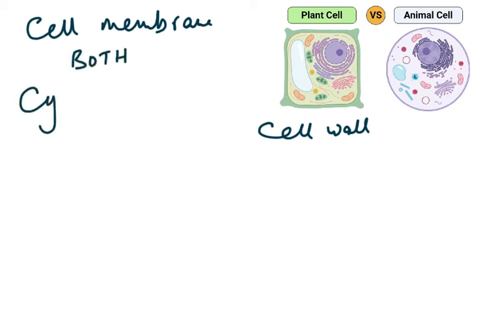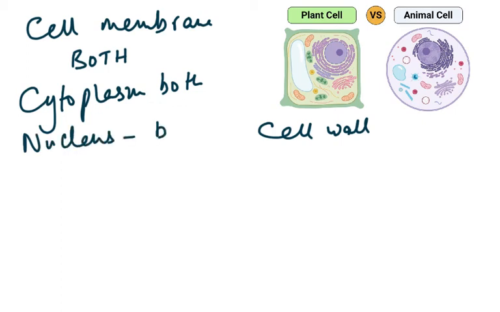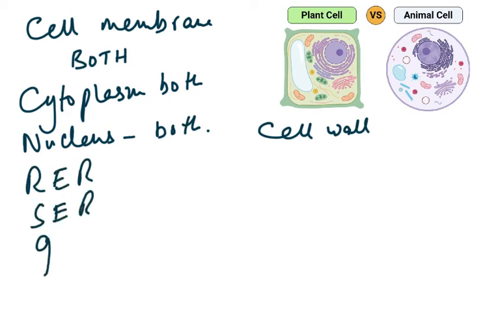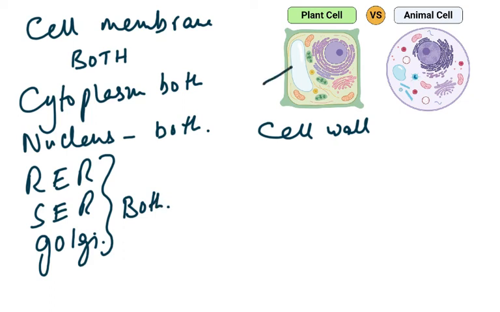Then cytoplasm in both. Nucleus is present in both. RER, SER, Golgi. The plant cell, of course, has a large central vacuole. Animal cells may or may not have, they have small temporary ones.